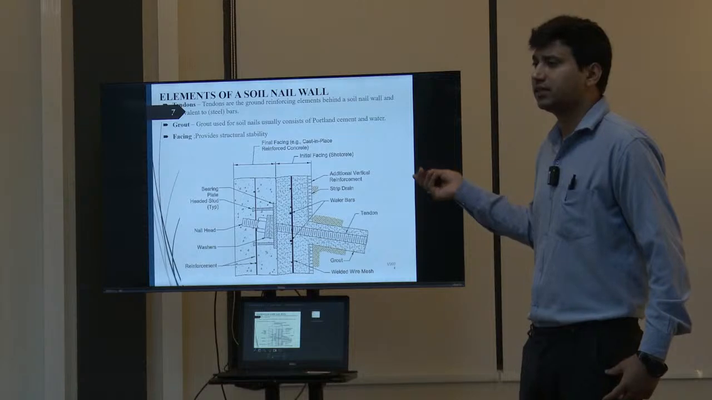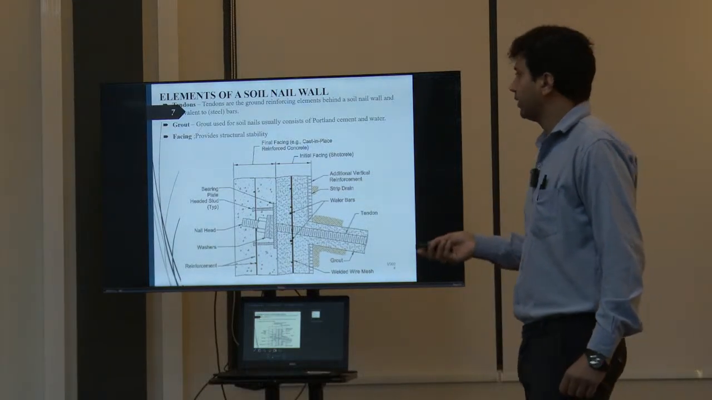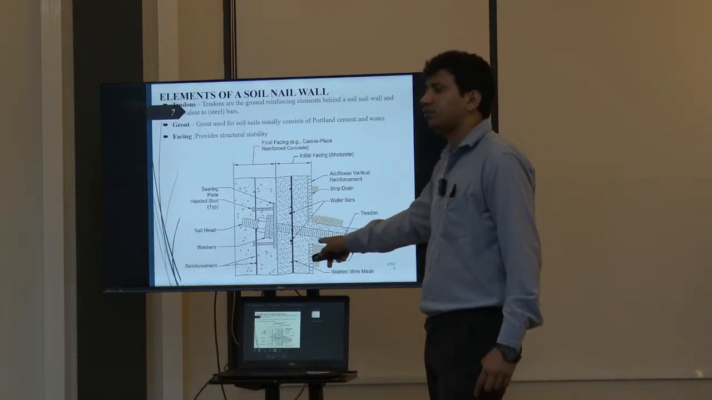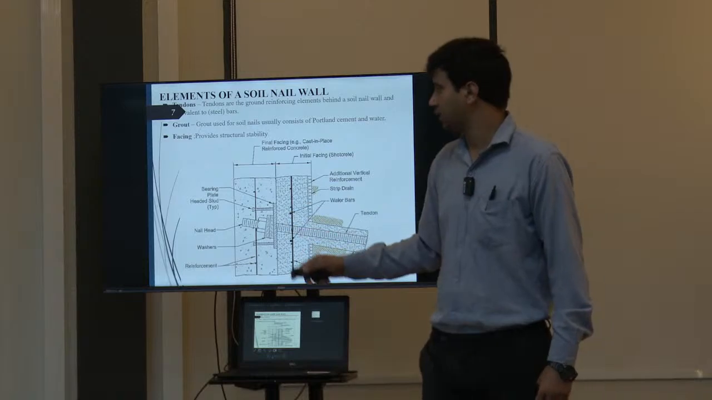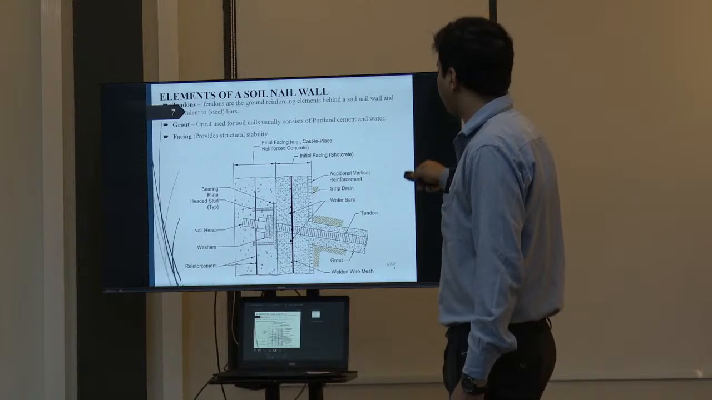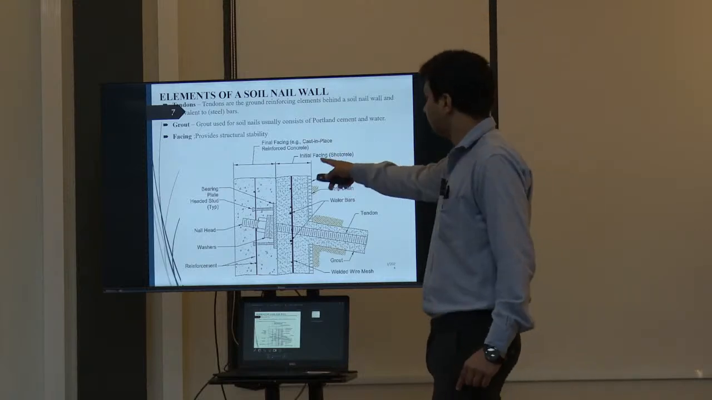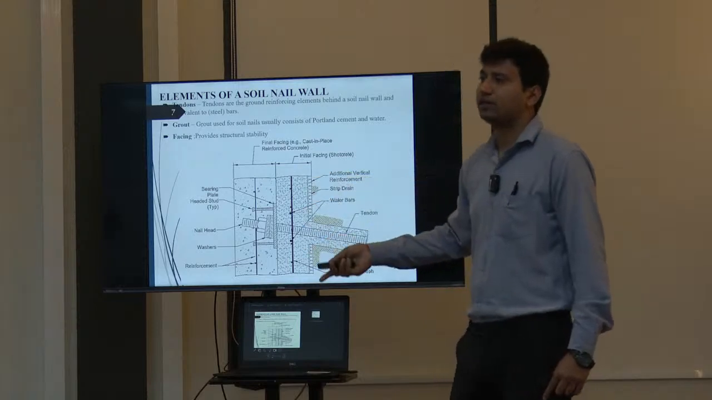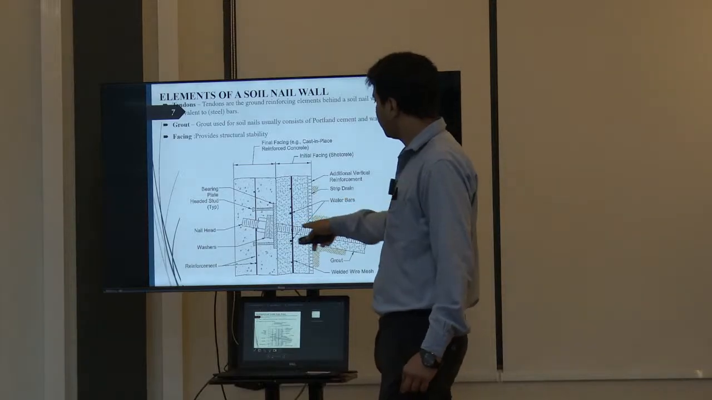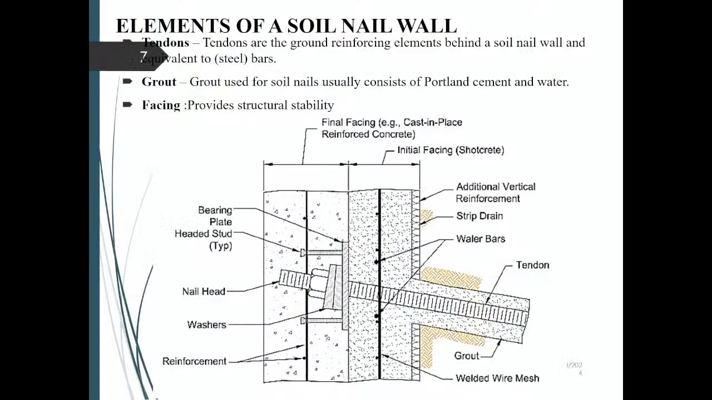So let's discuss the elements of soil nailing. A very important element, as you see in the figure, is the tendon, which is going to reinforce the soil mass. The tendon is installed along with the grout mass, and here is the initial facing, which we sometimes call the temporary facing. Then after installing the nail along with grout and applying the bearing plate here, and after shotcreting, we will apply the final facing. We will discuss this step in detail.